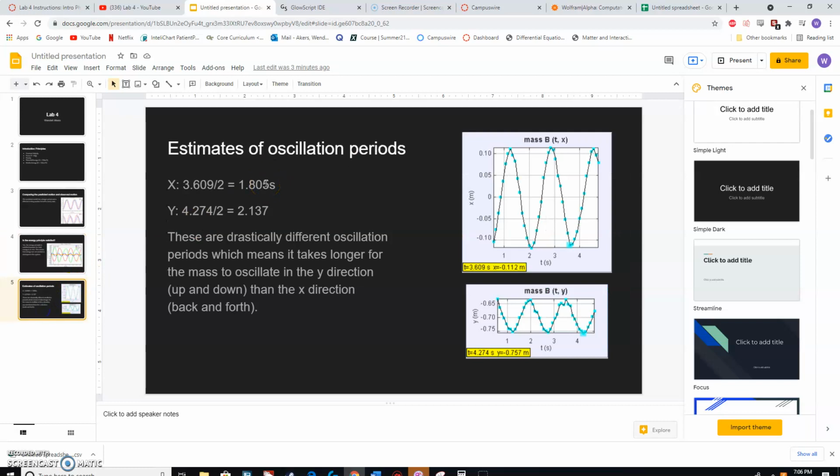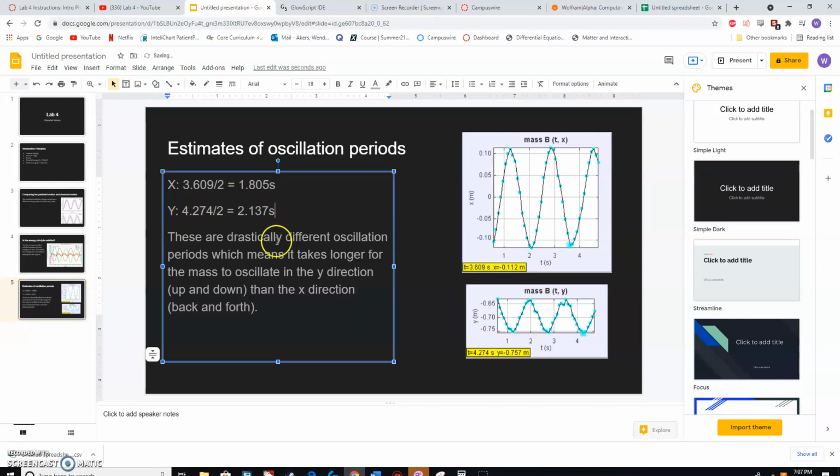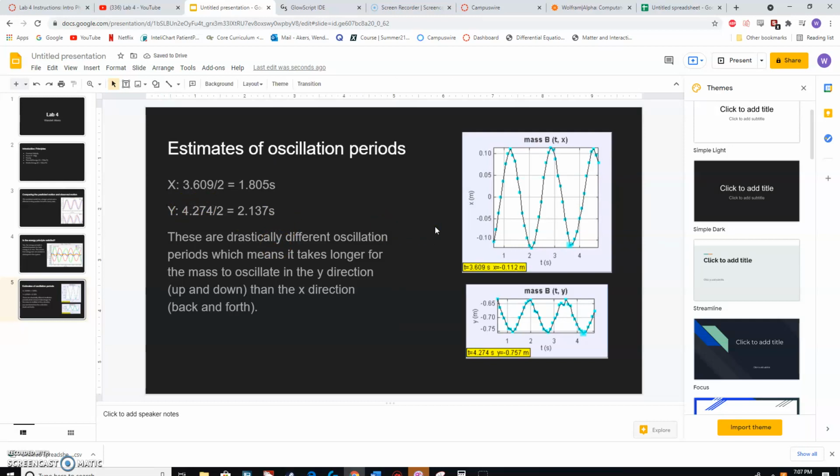And the estimates of oscillation periods. I did this by counting the periods, 1, 2, and then using the time posted over here to compute the time for each period. For x, it was 1.805 seconds, and for y, it was 2.137 seconds. So this means that they're very different.